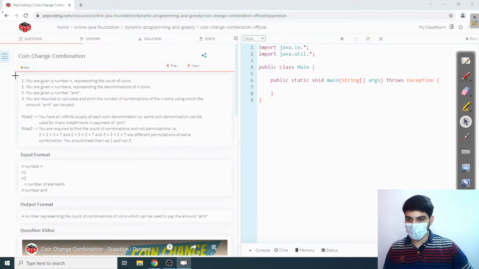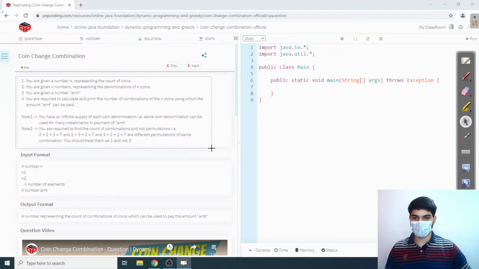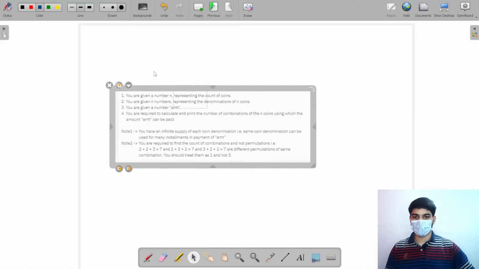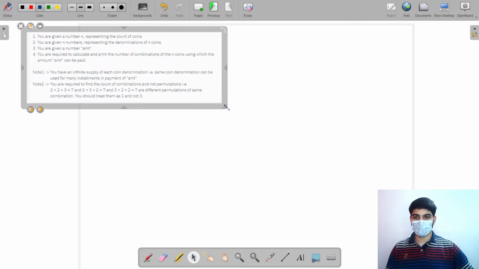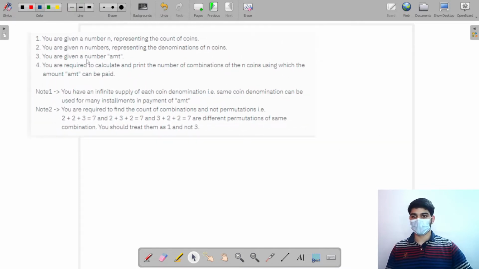If we take this whole part and read it out, it says that you are given n numbers representing the count of coins, and you are given n numbers representing the denomination of n coins. So you would be given n number of coins. Along with that, you would be given a number amount.